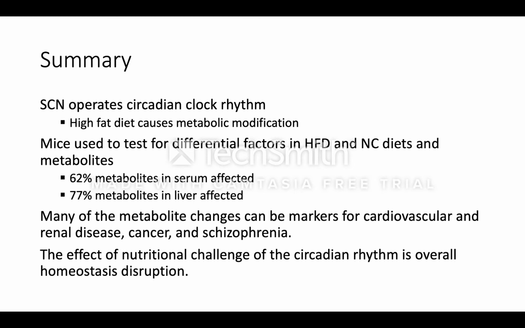Fatty acid, cresol sulfate, inosine, and daidzein metabolite changes in the serum also showed risk factors for cardiovascular disease and renal failure. Some of the metabolites found in the serum under high-fat density diet are also linked to cancer. Overall, nutritional challenge from a high-fat diet is shown to disrupt the circadian rhythm of the body and causes changes in metabolites and can lead to bigger problems such as obesity, cancer, and renal disease.